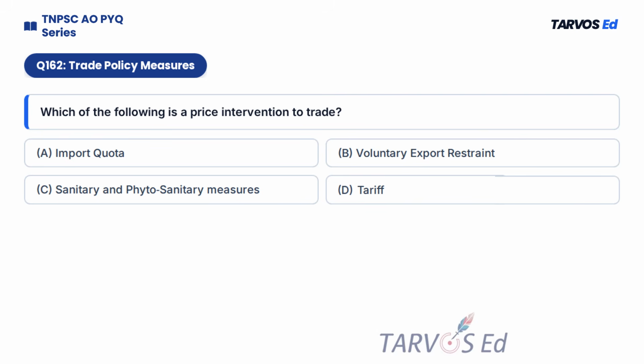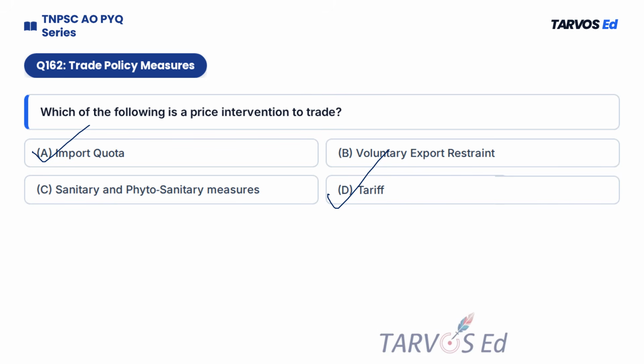So the correct option will be option D, tariff. Tariff is nothing but the tax imposed on export and import. And import quota is controlling the volume of imports. Quota is nothing but we are controlling the volume of the imported goods. Only a particular quantity should enter the country in one day. That is what we call an import quota.